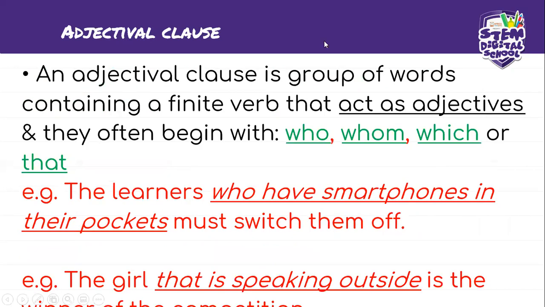We will be doing something new, that which we didn't do in the previous lesson. And then still on adjectival clauses, an adjectival clause is a group of words which contain a finite verb and they act as an adjective and they often begin with who, whom, which, or that. So that is about the adjectival clause. That is how you can identify it. It will start with the word who, whom, which, or that. And another thing about an adjectival clause is that it will function as an adjective.